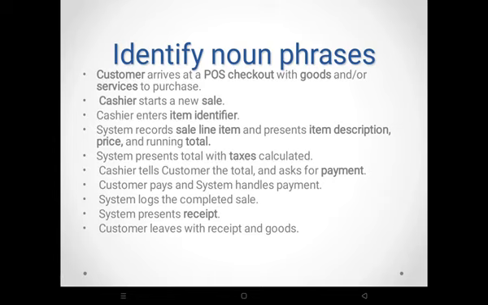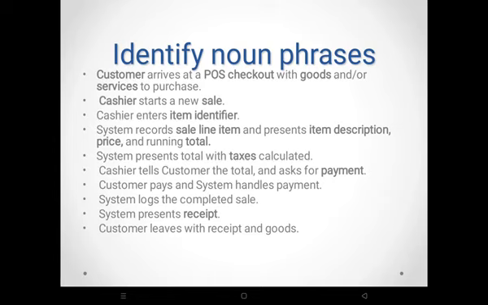Here the POS system, point of sale, is the example. First you have to write the scenario. What is the scenario of point of sale? Customer arrives at POS checkout with goods or services to purchase. Cashier starts the new sale. Cashier enters the item identifier. System records the sale and item. System presents the total with taxes. Cashier tells the customer the total and asks for payment. Customer pays and system handles the payment. System logs the completed sale. System presents the receipt. Customer leaves with the receipt and goods. These are all the scenario of POS checkout.